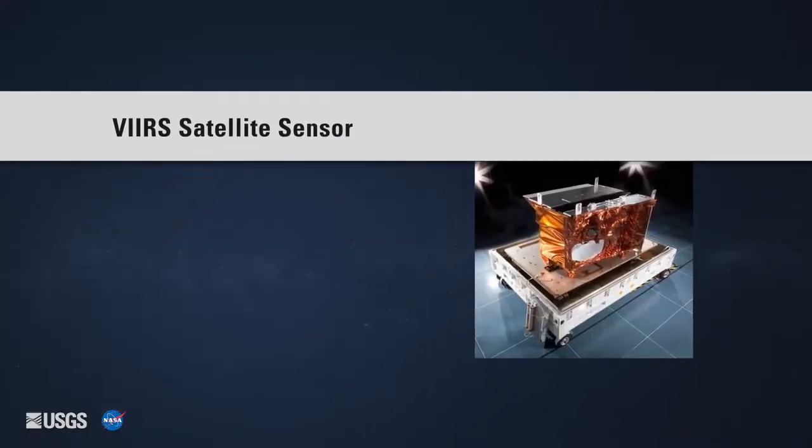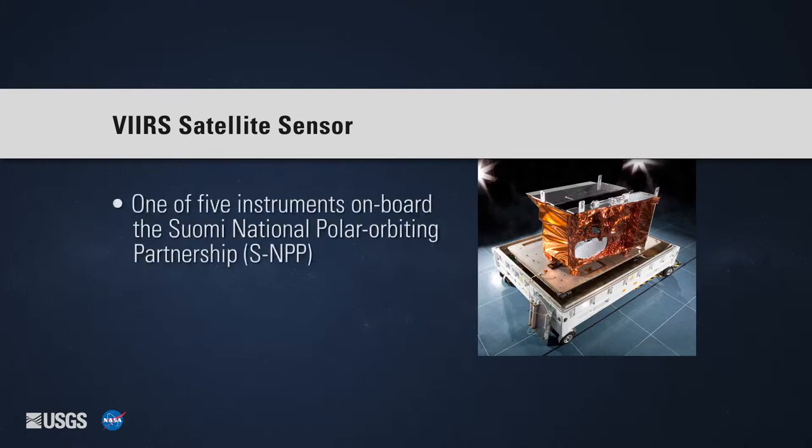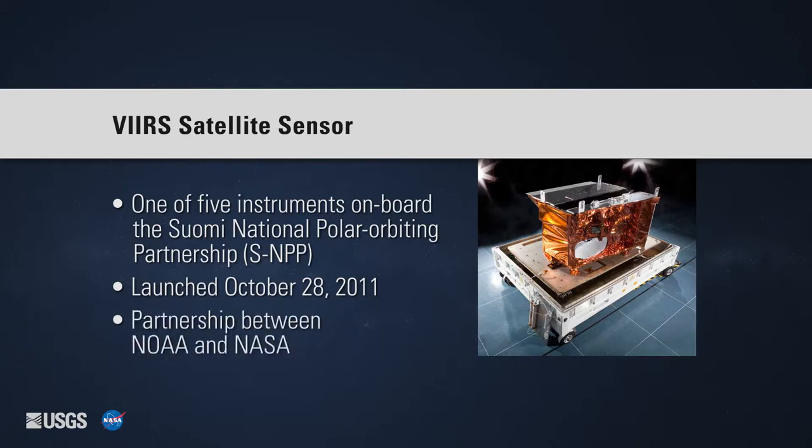The VIIRS satellite sensor is one of 5 instruments on board the Suomi National Polar-orbiting Partnership (SNPP) satellite. SNPP was launched on October 28, 2011, and is the first in a series of 4 Joint Polar Satellite System (JPSS) satellites. VIIRS is part of a collaborative mission between the National Oceanic and Atmospheric Administration, NOAA, and NASA.